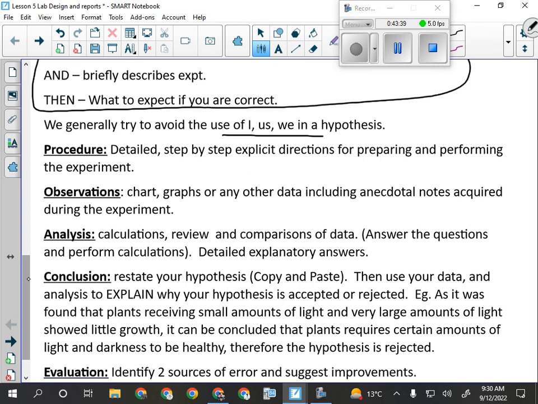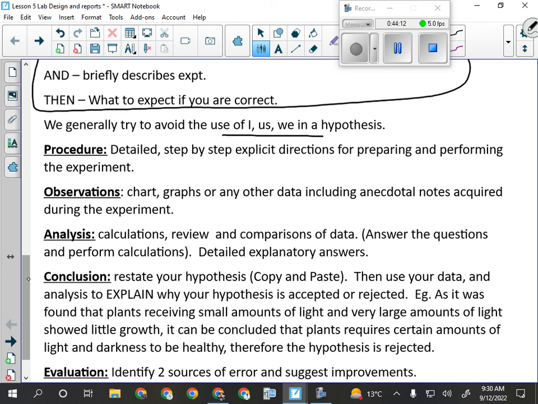After your hypothesis will come the procedure. This first lab, we're actually going to write the procedure just so you get an idea of what things should be in a procedure, but after this, the procedure will not be something you have to do. I'll have the procedure done for you, and all you'll have to do is follow it. But for this first lab, just so we get an idea of how to run a controlled experiment, you'll actually write the procedure yourself. It's a detailed, step-by-step, explicit set of instructions for preparing and performing the experiment.